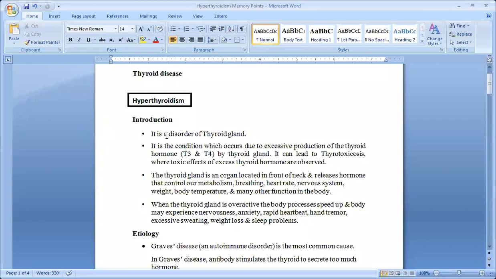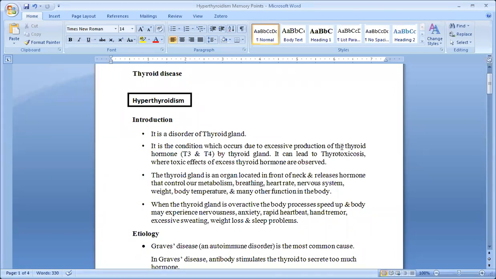Hyperthyroidism introduction. Which type of disorder is it? It is a thyroid gland disorder. The thyroid gland is an endocrine gland. So it is a disorder of the thyroid gland due to which hormones the gland secretes? Excessive production of T3 and T4. Due to excessive secretion, there is hyperthyroidism.